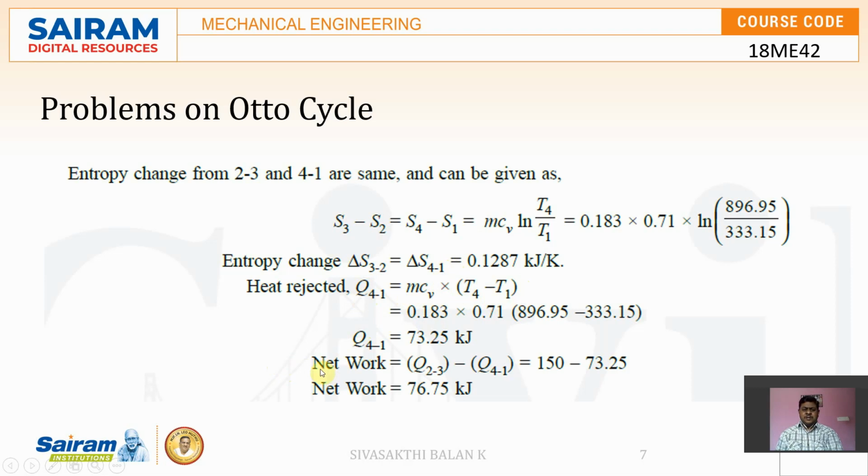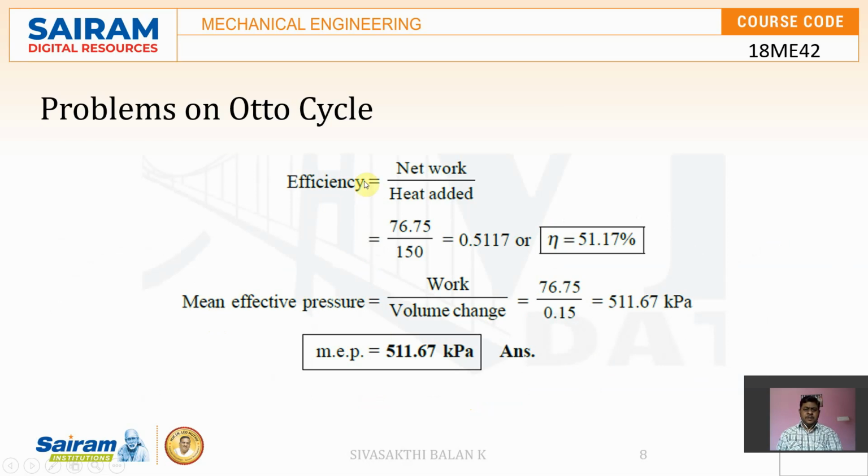Now let us calculate the net work done of the complete cycle. We know that net work done is nothing but heat input minus heat output. Both the values we have already calculated. Substitute those two values, we will get 76.75 kilojoule as the net work done. And efficiency, we all know, is the ratio of net work done divided by heat supplied. Substitute both values here and we will get the efficiency of this given SI engine as 51.17%.